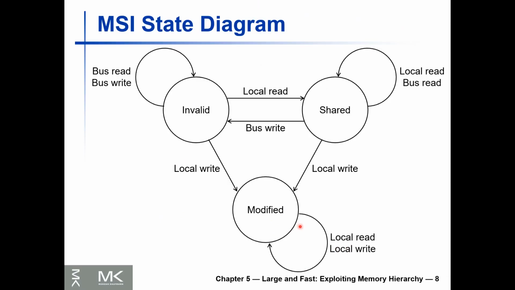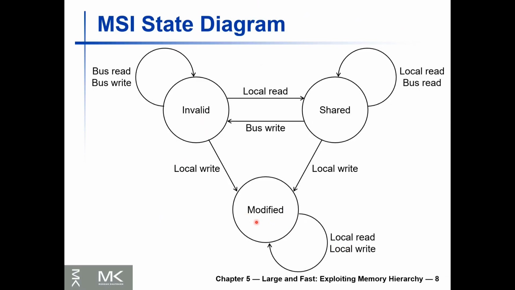So if I have a bus read. Somebody's saying the other block is invalid. That's right. The other block is invalid. We're not focusing on the other cache, we're not focusing on the other cache state. We're focusing on our state, right?